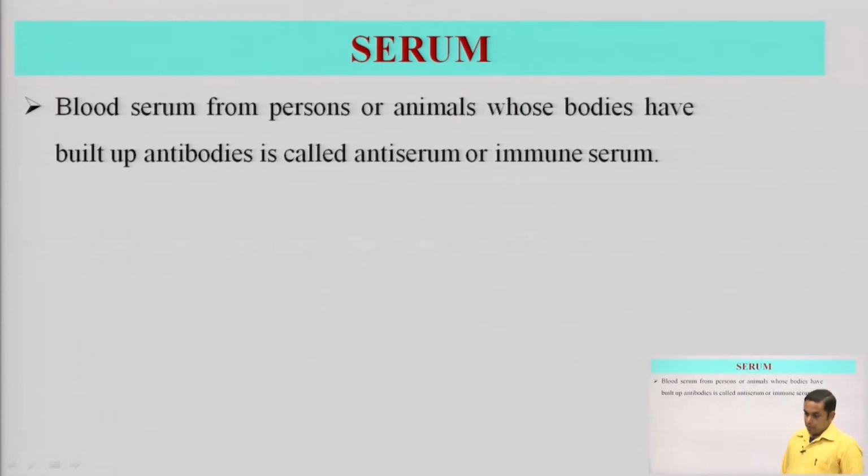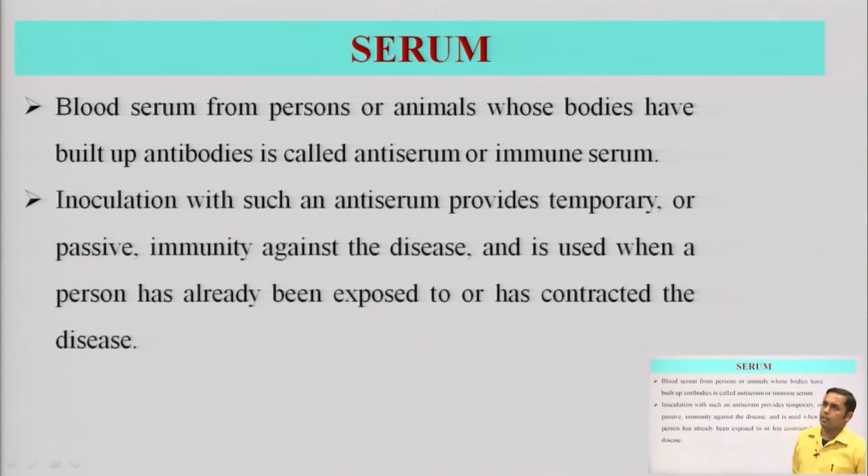The blood serum from a person or animal whose body has built up antibodies is called anti-serum or human serum. Very important, because in the time of COVID this term was so popular, because scientists tried their best to make a therapy based on this, that is anti-serum or human serum. Inoculation with such anti-serum provides temporary, passive immunity against diseases, for example COVID-19. It is also used when a person has already been exposed to or come in contact with a disease.